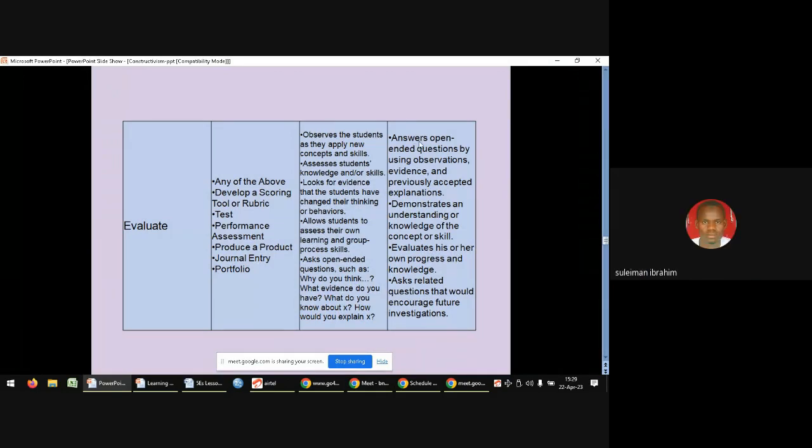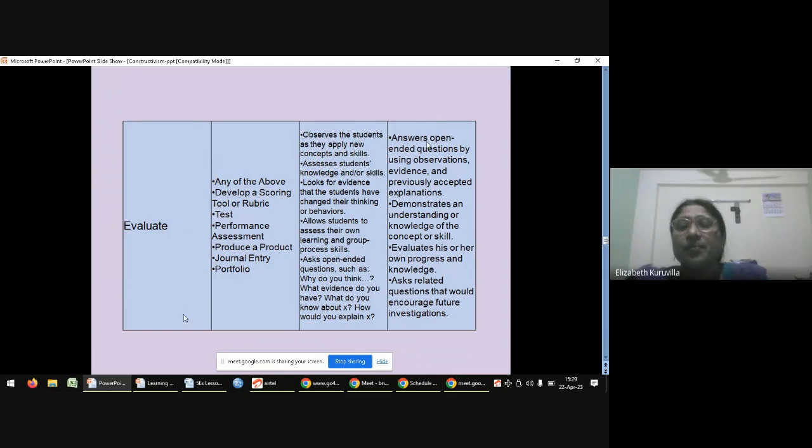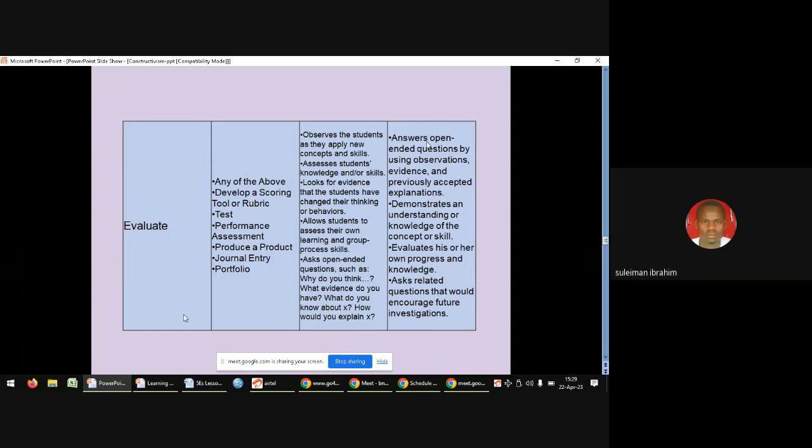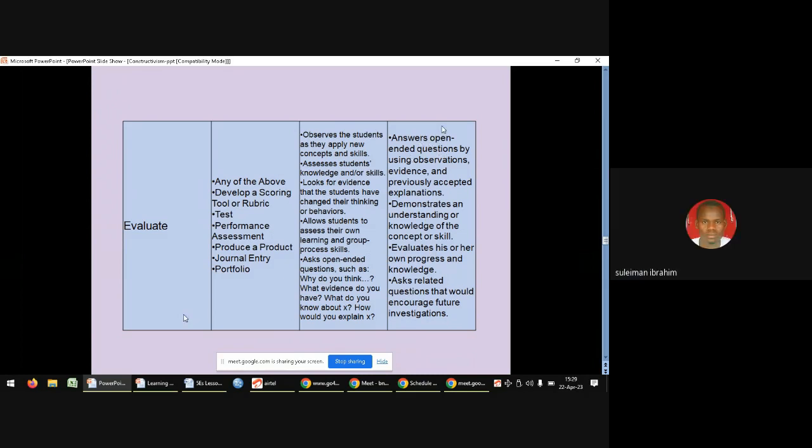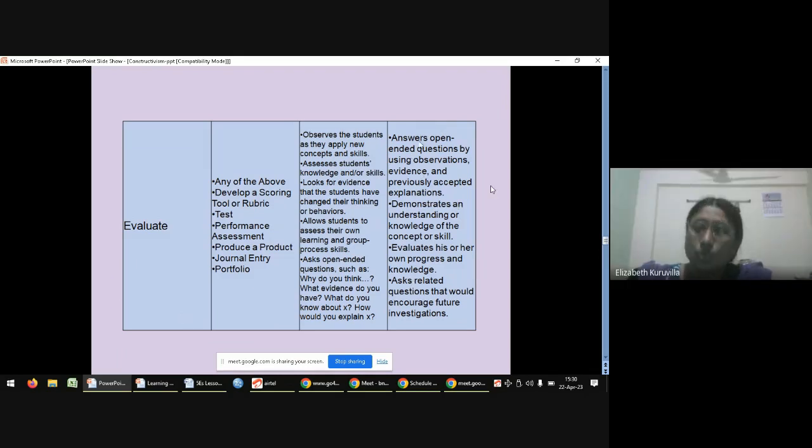Yes, ma. Answers open-ended questions by using observations, evidence, and previously accepted explanations. Demonstrates an understanding or knowledge of the concept or skill. Evaluates his or her own progress and knowledge, asks related questions that would encourage future investigations. Okay, so these are the activities the student does.